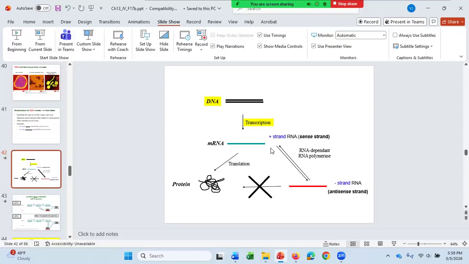Only the positive single-strand RNA can be read by the ribosome to make viral messenger RNA, or be read as viral messenger RNA to make the viral protein. The negative strand RNA cannot be read by the ribosome. It does not make protein.